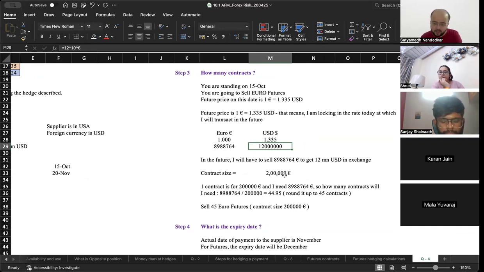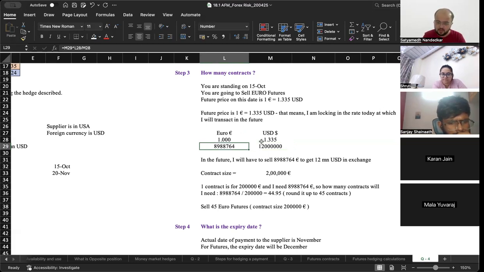Contract size is 2 lakh euro. So one contract is for 2 lakh euros, not dollar. One contract is for 2 lakh euros, and I need how much? I need 8988764 euros. So how many contracts will I need? I will need 8988764 upon 2 lakh, that is 44.95. Round it up to 45 contracts. That means I have to sell 45 euro futures in order to exchange the euros against $1.335 per euro, and I will get $12 million in exchange. I need the $12 million to pay to my supplier.